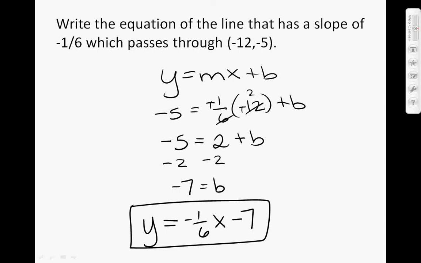And there you go. All right, so next class you have a quiz just on graphing. It won't be on this procedure of writing equations, but we will go over it in class. And come ready to work.